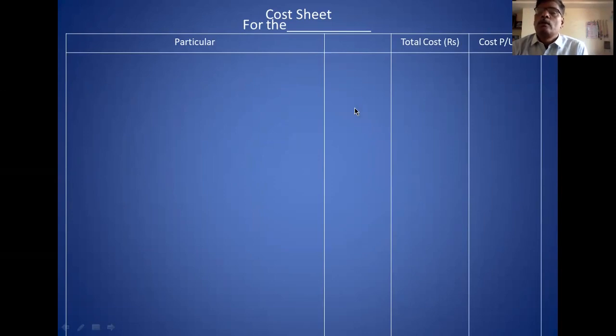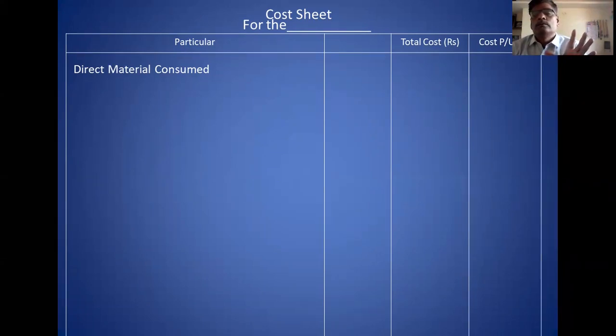Take a particular inner column for calculation, the total column for writing the total cost, and a column for recording the cost per unit. Then first you take raw material consumed. This raw material consumed is to be taken on the basis of detailed information regarding materials. Whatever material received, whatever material used, here you have to take the value of material used. The value of material consumed is to be taken.